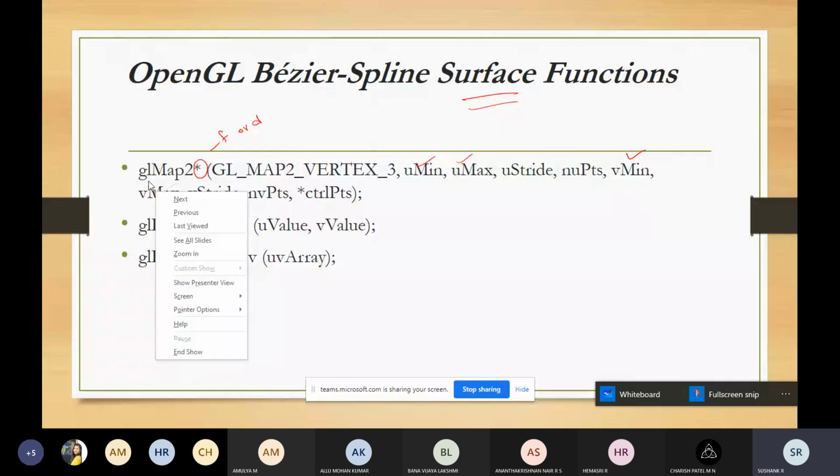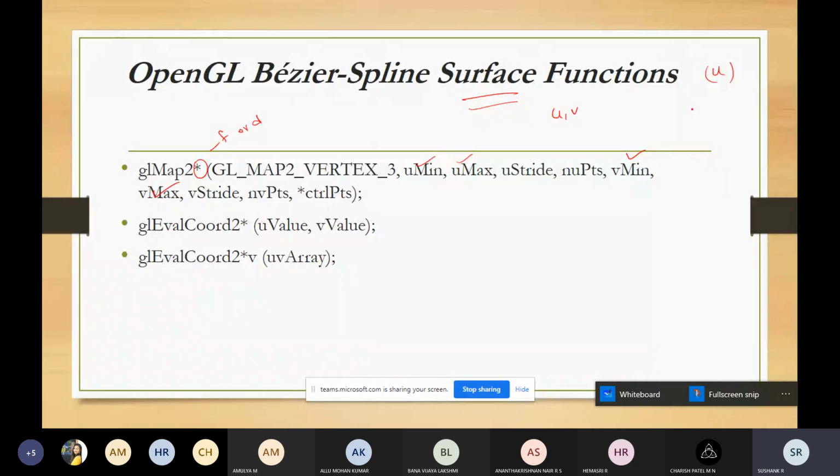So we know that for curves, only one parameter u is there. For surfaces we have u and v. So here u minimum and u maximum mean the minimum and maximum value of u, and v minimum and v maximum mean the minimum and maximum value of v. So this is with respect to this map function. And you can enable or disable this by using the glEnable function and glDisable function.